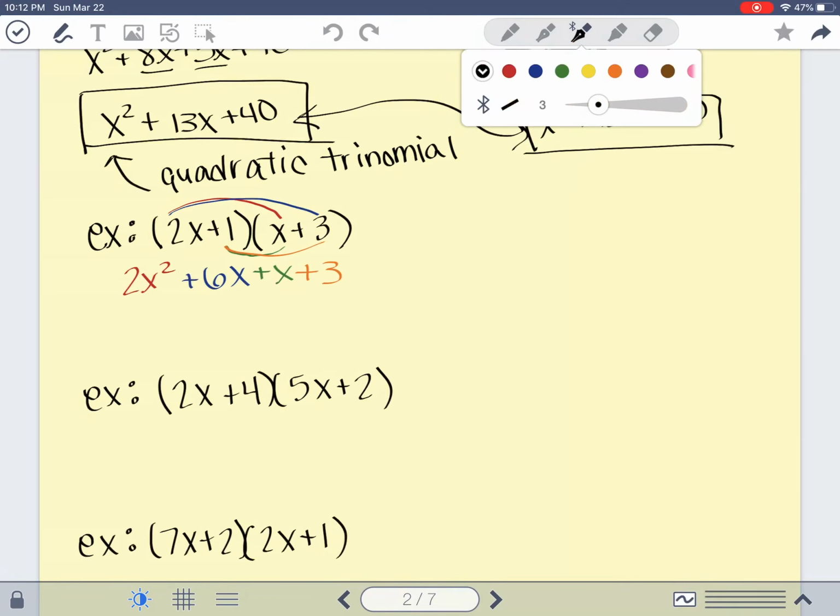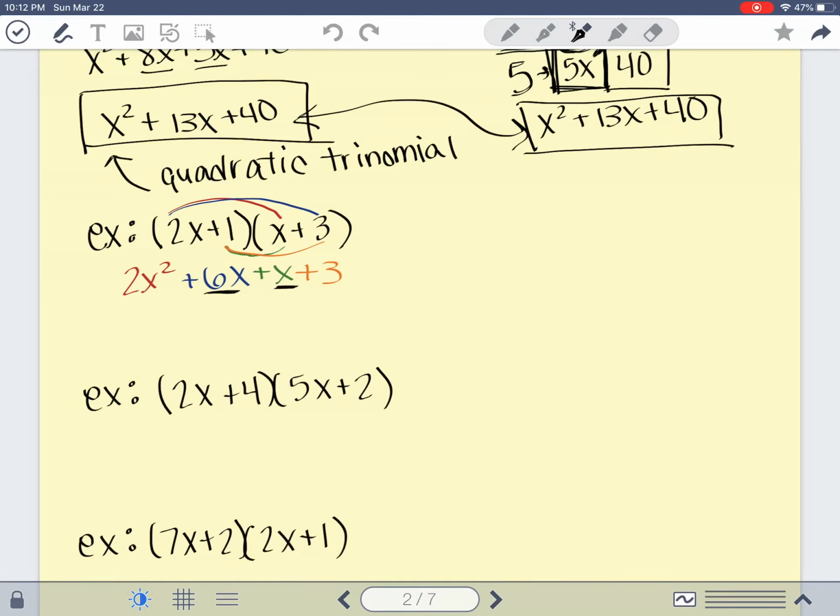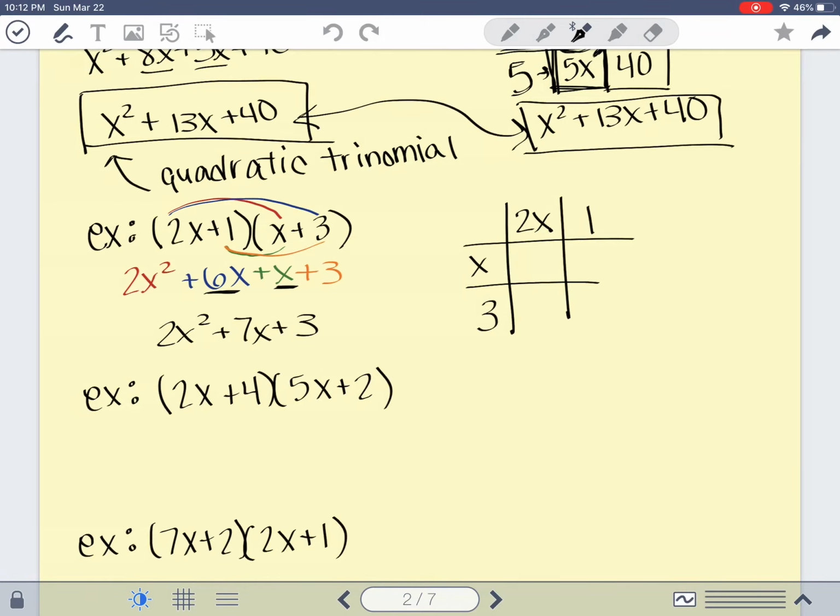And then we can combine our like terms right here. So we get 2x squared plus 6x. Oh, not 6x, sorry. Combine those like terms: 7x plus 3. And again, we can do our grid method as well. So we have 2x plus 1 and x plus 3.